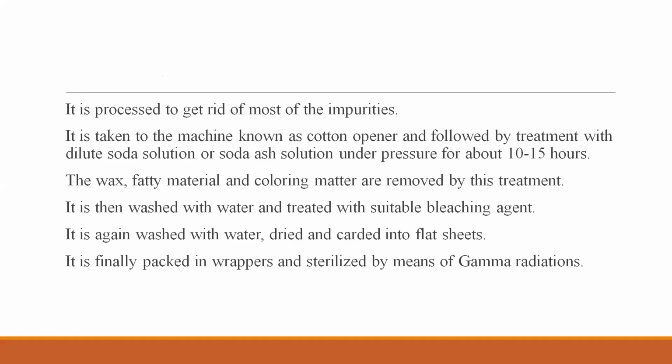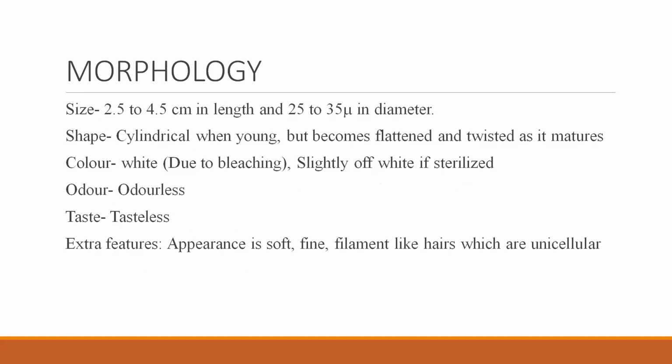And this is treated with a suitable bleaching agent. Now it is again washed with water, dried and carded into flat sheets, and after cutting into the flat sheets, it is finally packed in wrappers and sterilized by means of gamma radiation. So this is the basic preparation of the cotton fiber.